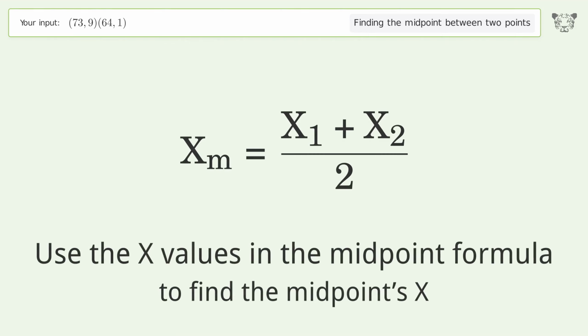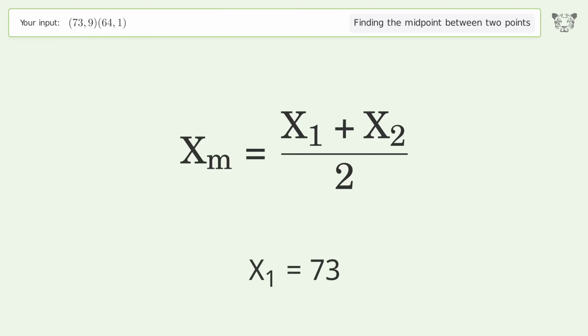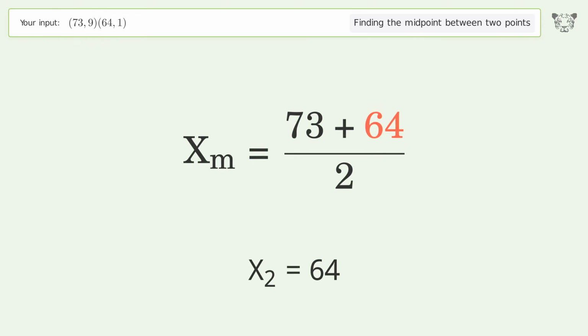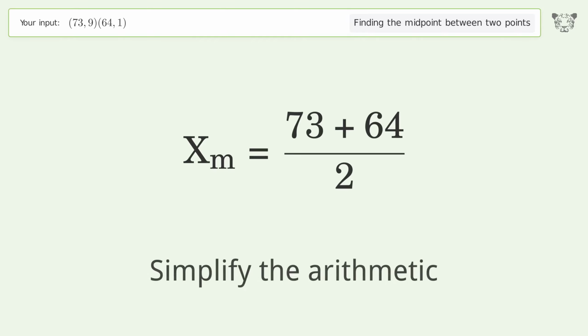Use the x values in the midpoint formula to find the midpoints x. x1 equals 73. x2 equals 64. Simplify the arithmetic.